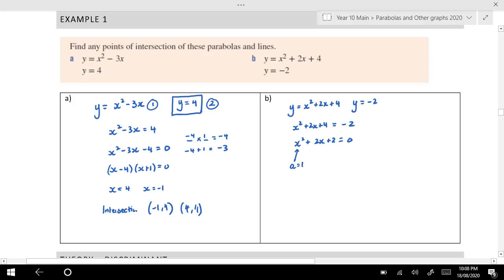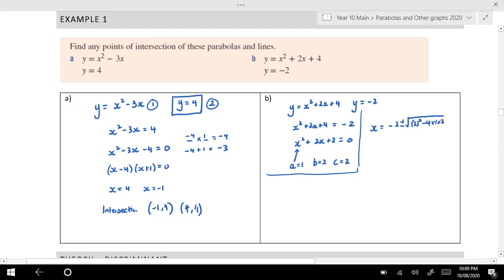The coefficient of x squared is 1. The coefficient of x is 2. And the constant is 2, which means that I can find the solution by using the quadratic equation. Minus b plus or minus the square root of b squared, which is 2 squared, minus 4ac. Minus 4, this is going to be a problem. 4 times 1 times 2.